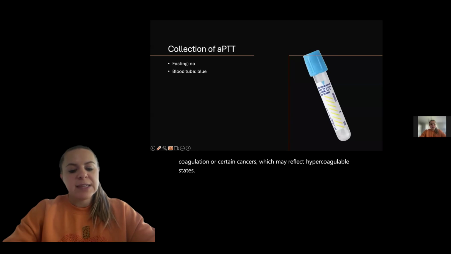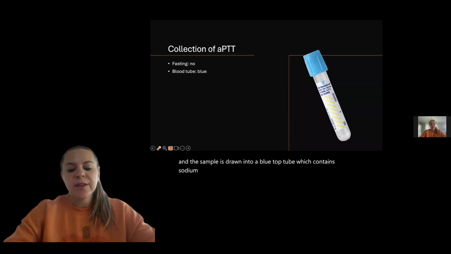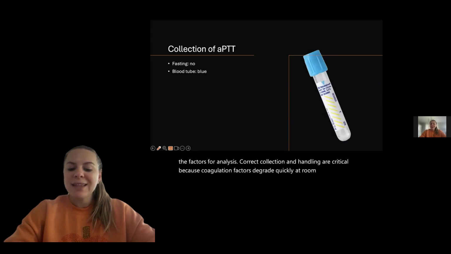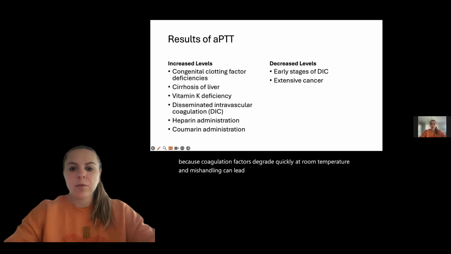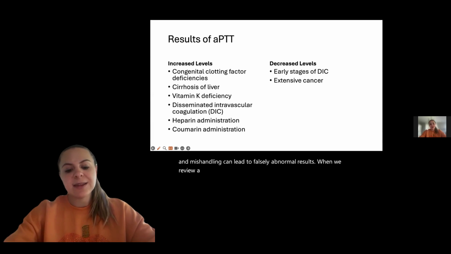Collection for an APTT test is straightforward. No fasting is required, and the sample is drawn into a blue top tube which contains sodium citrate. The citrate prevents clotting in the tube, preserving the factors for analysis. Correct collection and handling are critical because coagulation factors degrade quickly at room temperature, and mishandling can lead to falsely abnormal results.